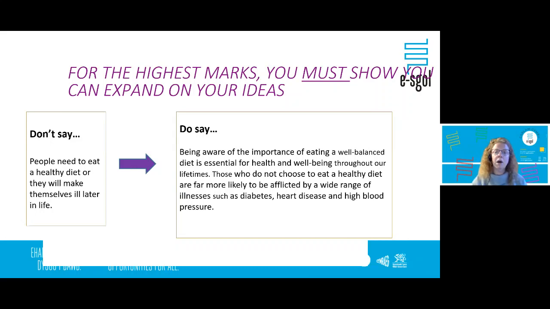So for the highest marks, that band 4, that band 5, you must show that you can expand on your ideas. So you're not just going to say, oh, you need to eat a healthy diet or you're going to be ill. You're going to say, being aware of the importance of eating a well-balanced diet is essential for health and well-being throughout our life. Those who do not choose to eat a healthy diet are far more likely to be afflicted by a wide range of illnesses such as diabetes, heart disease, and high blood pressure. There's my point, there's my explanation, there's my evidence, there's my examples. I'm building up my ideas.